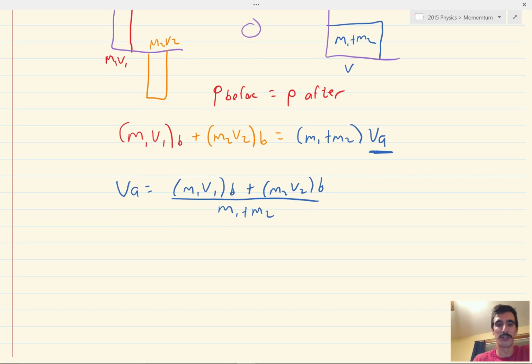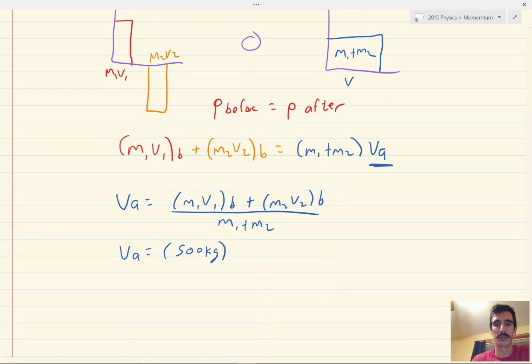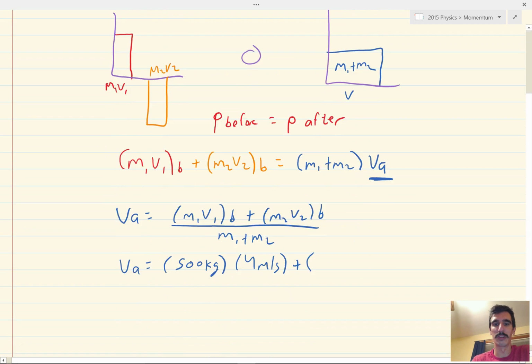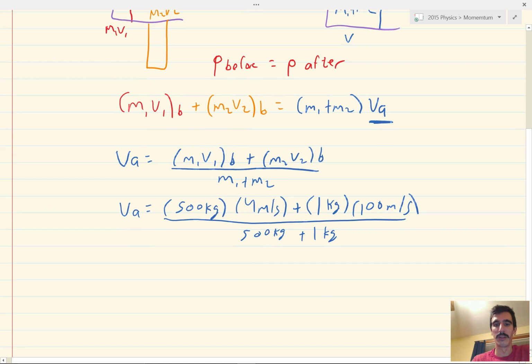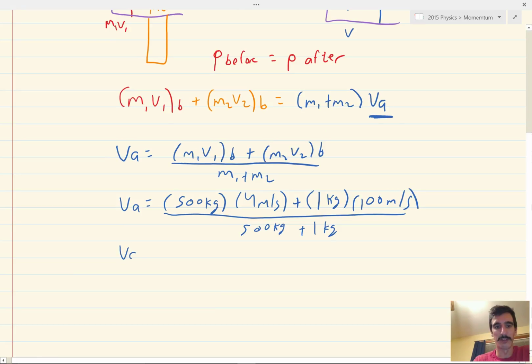And let's just plug and chug. V after is equal to 500 kilograms times 4 meters per second, plus the momentum of the fish before. The fish is 1 kilogram times 100 meters per second, all over the mass of the shark plus the fish. So 500 kilograms plus 1 kilogram. You plug it in your calculator and we get the velocity after of the combined fish and shark is 3.8 meters per second.